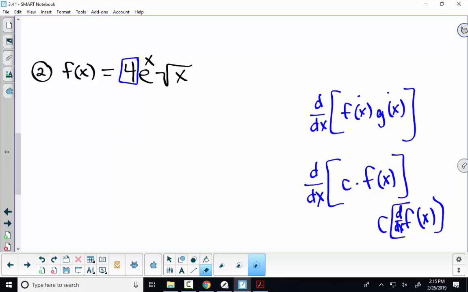If you wanted to call your first factor 4e to the x, that's fine. But when you take the derivative of 4e to the x, you have to remember that 4 is a constant that gets taken out. So there's a couple of ways to look at it.